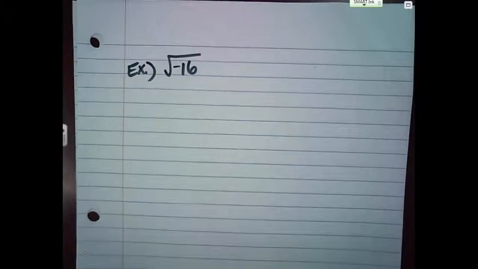How about the square root of a negative 16? Okay. What do you think on that one? Can I find the square root of negative 16? No. Why? Right. 4 times 4 is positive 16. Negative 4 times negative 4 is positive 16.